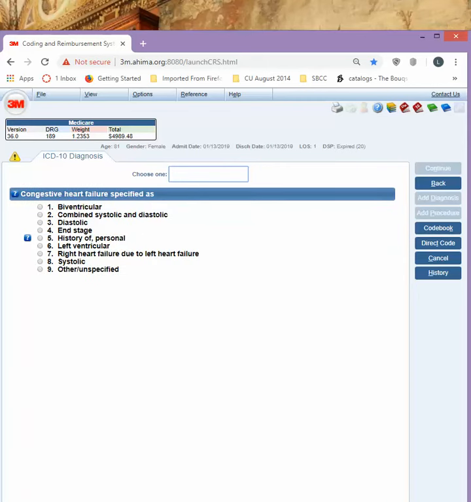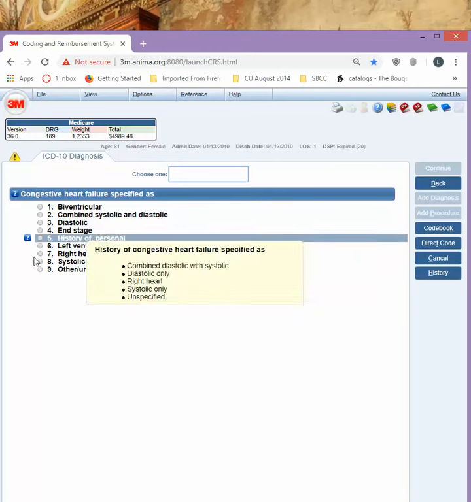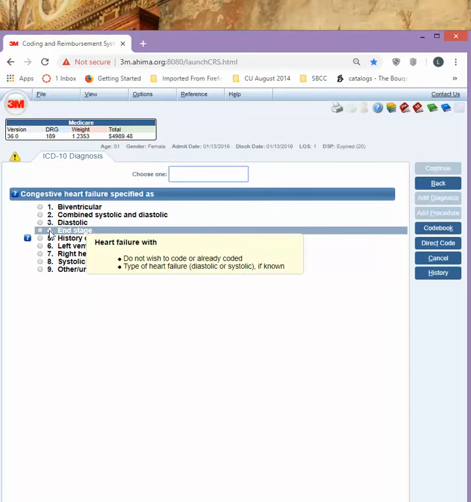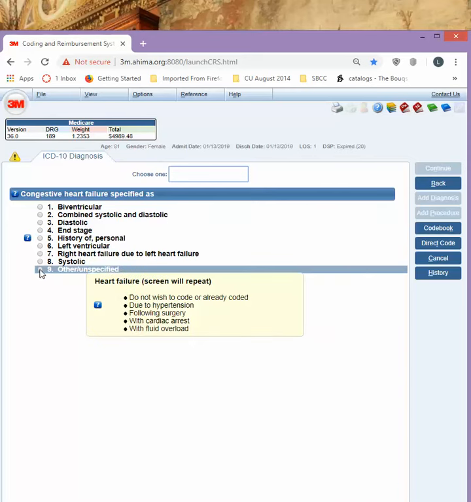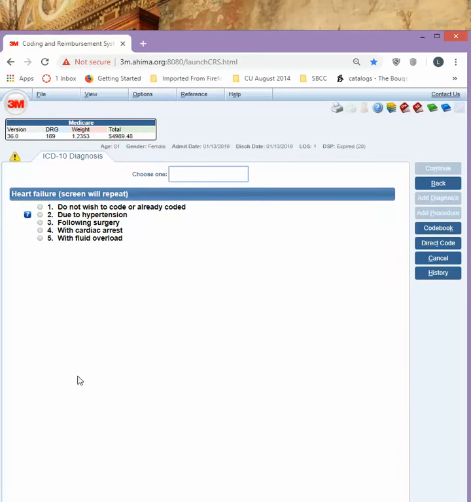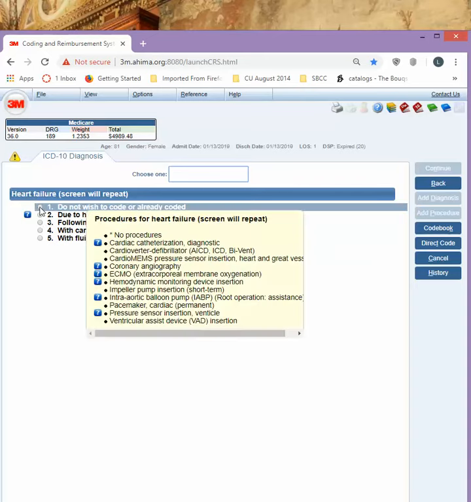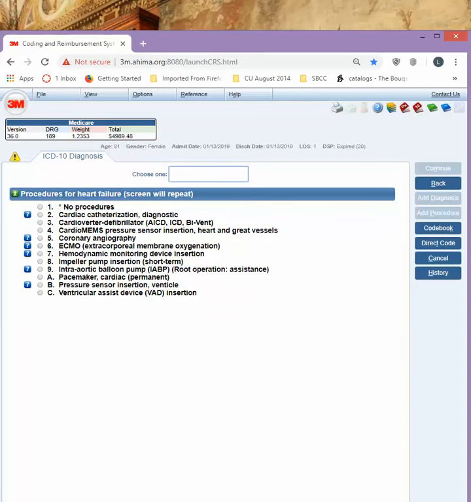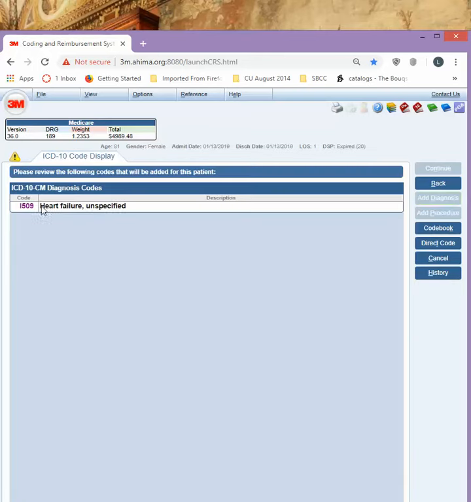And again, no specific information is given other than she has CHF. He doesn't even say end stage. We're going to still choose other unspecified. It doesn't state if the patient has hypertension that's causing this. She doesn't have surgery as far as we know based on our clinical documentation. All your choices are made on your clinical documentation. The encoder cannot see what you're coding from, the source document. We choose 1. Again, this patient did not have any procedures. We choose 1.